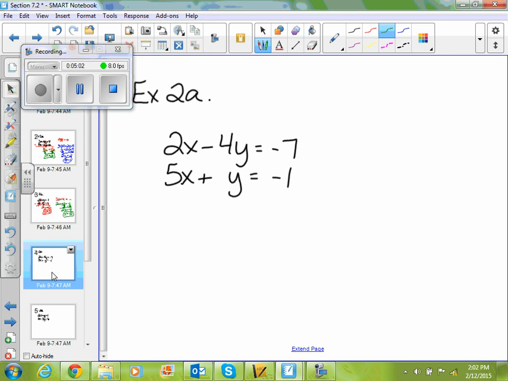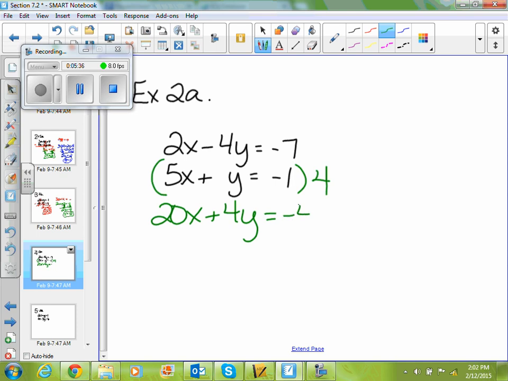Alright, so if I look then at 2x minus 4y equals negative 7, 5x plus y equals negative 1, what's the same? Nothing's the same. Do you want to get rid of your x's or your y's? Y's. Okay, then we have to make something be the same, so I'm going to multiply this whole equation by 4, so it becomes a 4y. 4 times 5 is 20, so 20x. 4 times 1 is 4y. 4 times negative 1 is negative 4. You ignore your old equation. Alright, so I'm going to get rid of my y's. Are they the same sign or opposite sign? Opposite tells me to add.